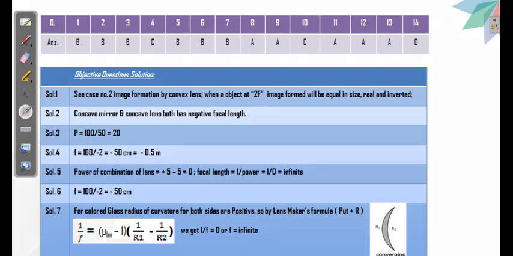Here is the solution for question number 5. Power of combination: you determine +5 diopter, then -5. We know that the power of the combination is the algebraic sum of all the powers given for the particular lenses. So +5 diopter then -5 diopter, you will get 0. So the power of the combination is 0. Now we know that focal length is equal to 1 upon power. Why? Because power is 1 upon focal length.